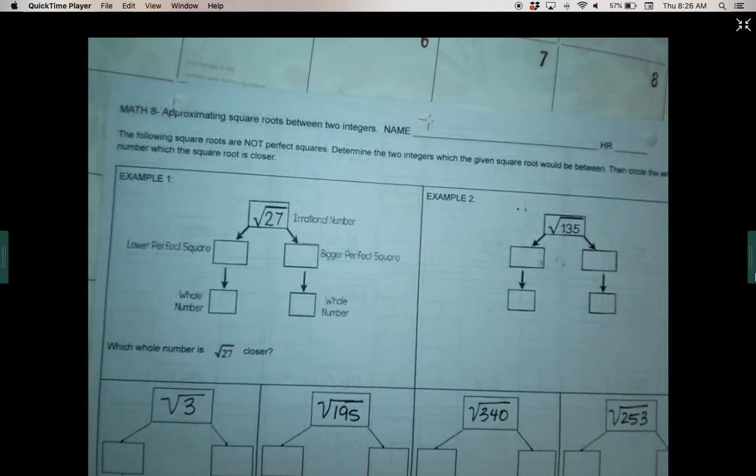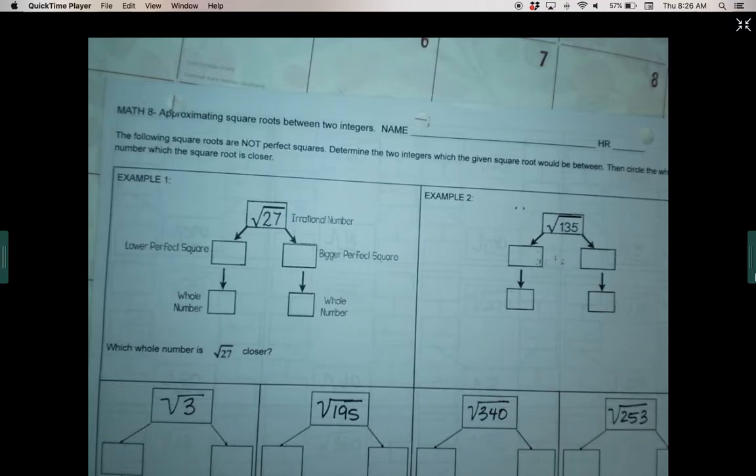Okay, so we're going to do a couple of examples. This is not going to be very difficult. Tomorrow we're going to add to it. We're going to get even more precise with our root, but today it's more of an estimation, an approximation. Estimation and approximation are synonyms.